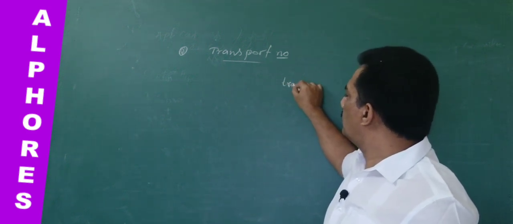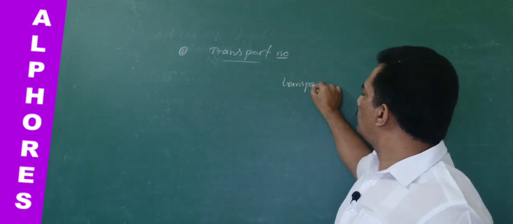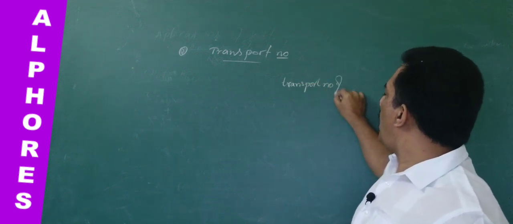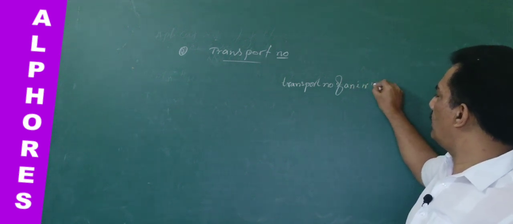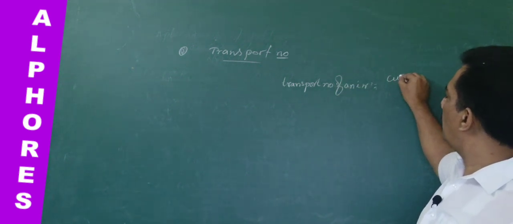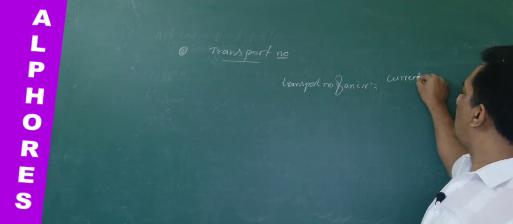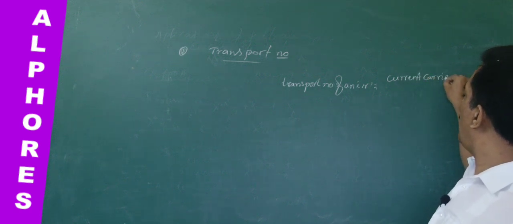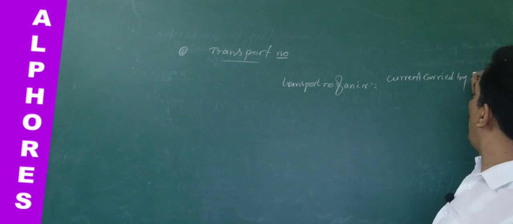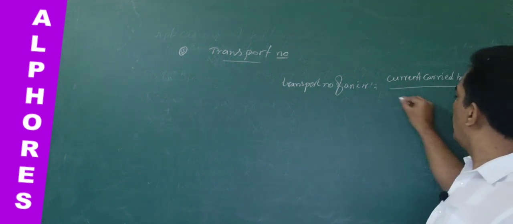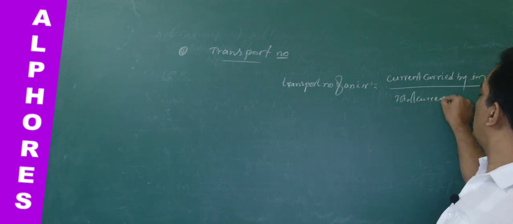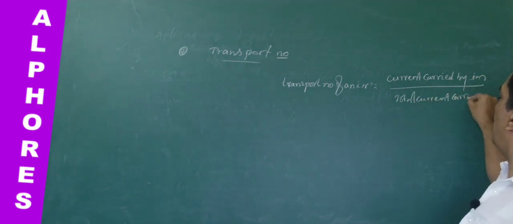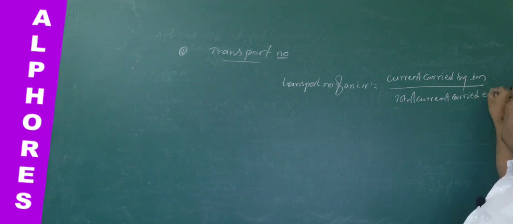If you are considering the transport number of an ion, it is nothing but the current carried by the ion divided by the total current carried by the electrolyte.